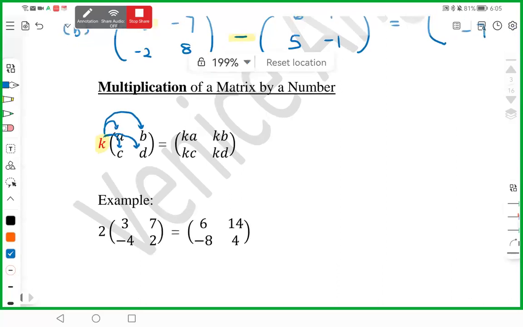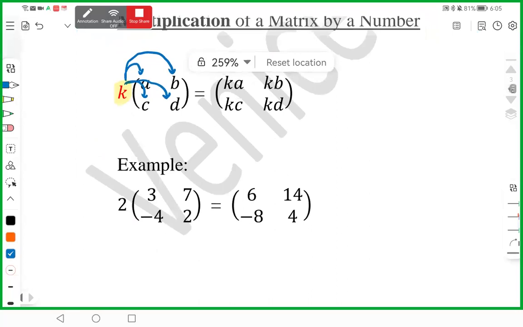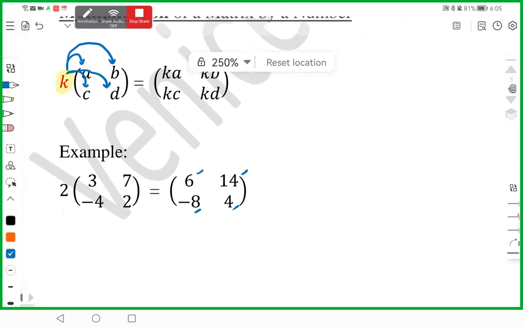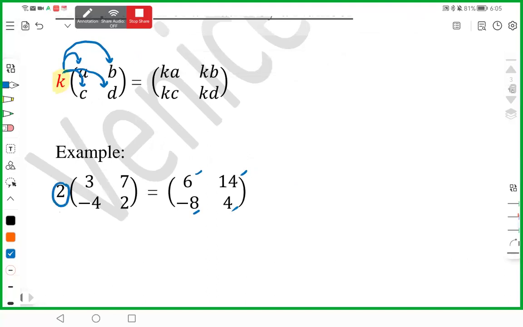So for example here, you have a number 2 outside. So times in, you get 6. 2 times 7, 14. 2 times negative 4, negative 8. 2 times 2, 4. So just times in only. Now this is a digit. A digit 2 means multiplied by 2 only. What if this is 1 over 2? Example, 1 over 2.